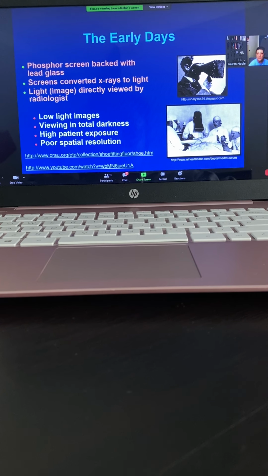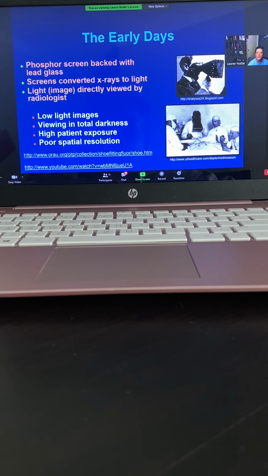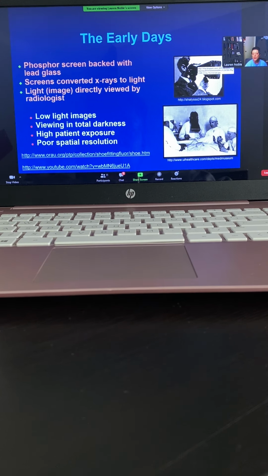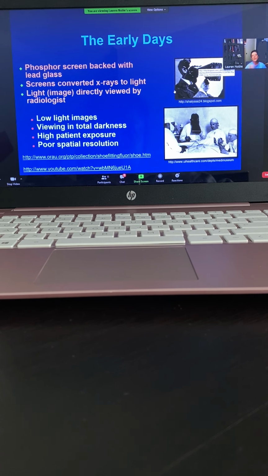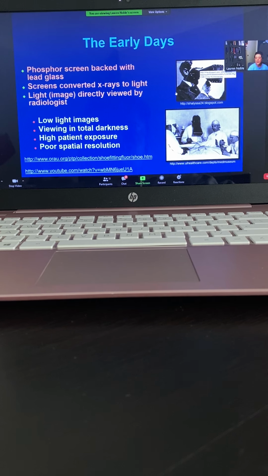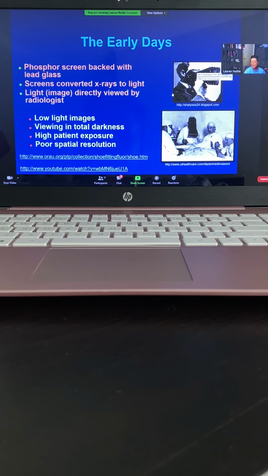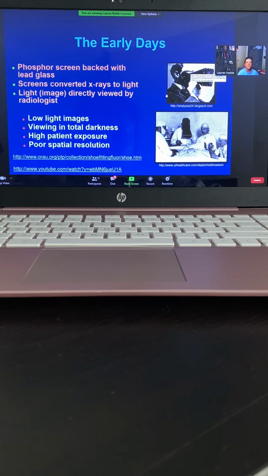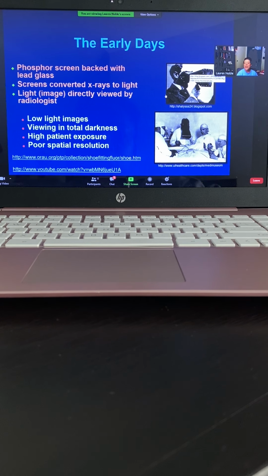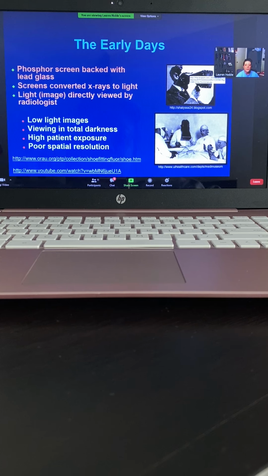You had to be in total darkness here, so you had to have a nice secure fit so that you could really appreciate the brightness of the image, so that you could see the image. There was also very high patient exposure in order to get enough light to even be able to make out what that image was. And the spatial resolution was terrible.